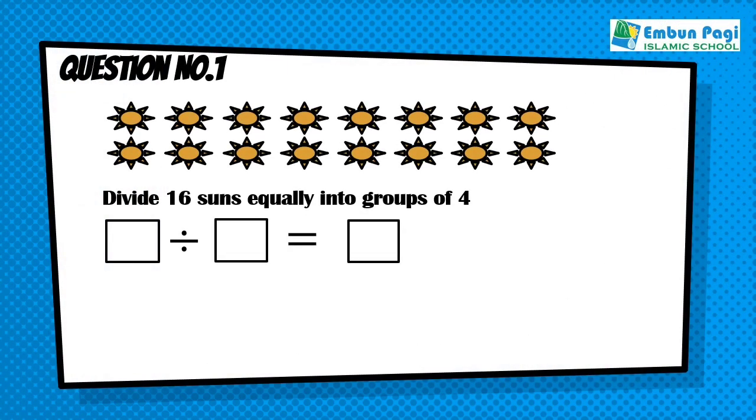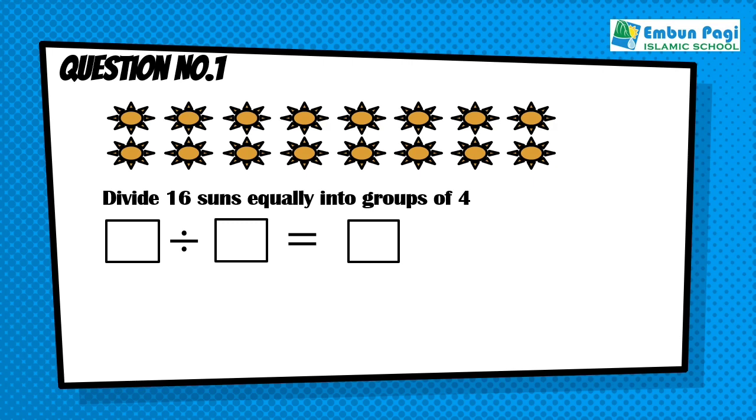Question number 1. The instruction is you have to divide 16 stars equally into groups of 4. Please pay attention to the question. All you have to do is divide the stars equally, and there will be 4 stars in each group.